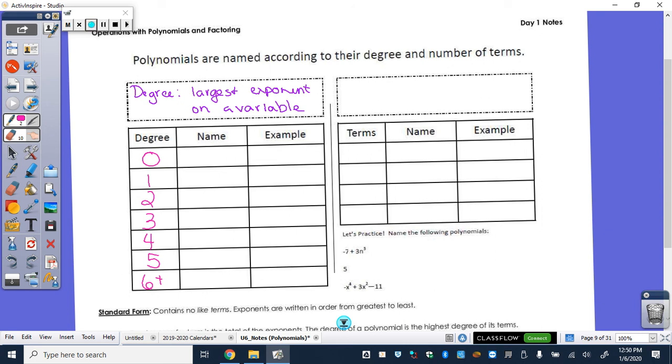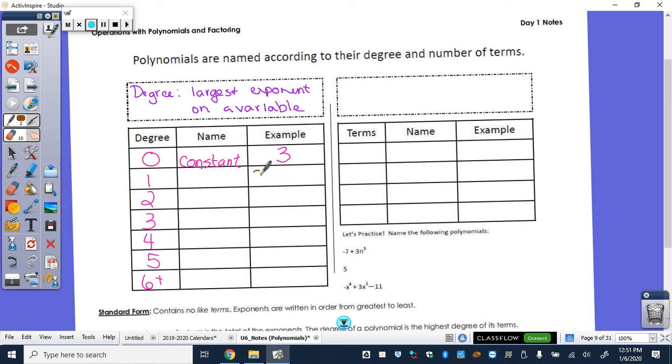So a degree of 0, what that means is that there is no variable there. An example of a polynomial that would have a degree of 0 is just simply a number. So 3 is a degree of 0. We refer to that as being constant. If you have a polynomial with a degree of 0, it is referred to as constant. Why is it referred to as constant? Because is 3 ever going to change? It's always going to be a 3. 3 is always going to be a 3. 4 is always going to be a 4.